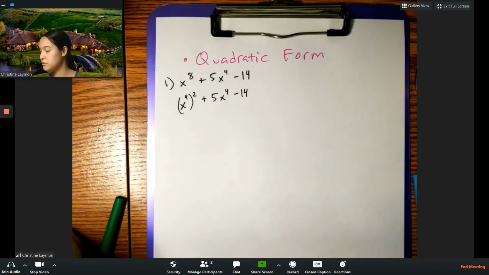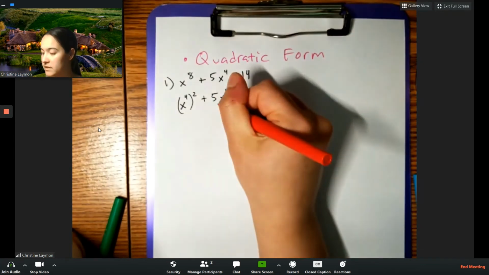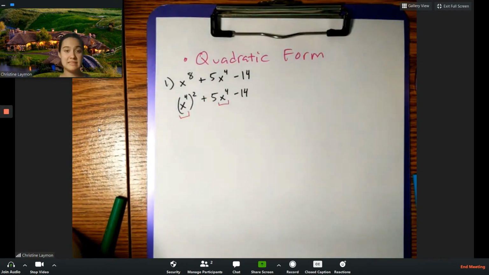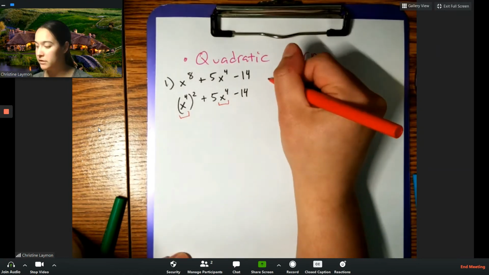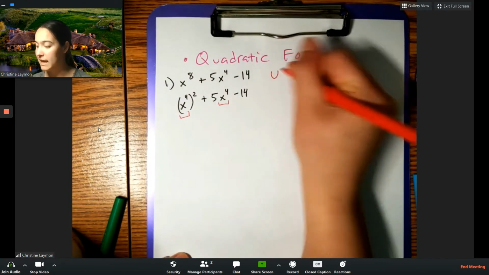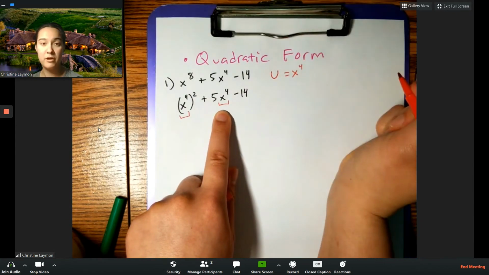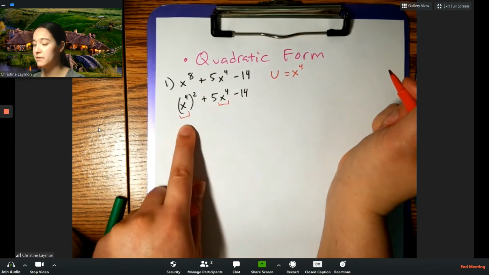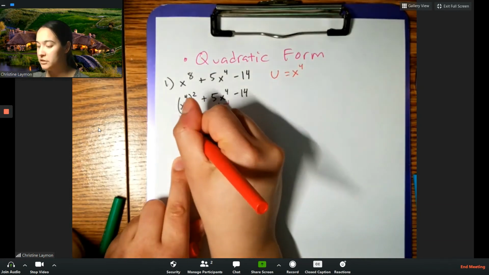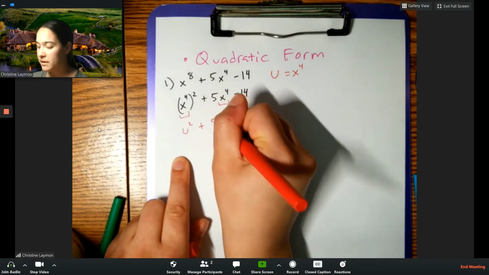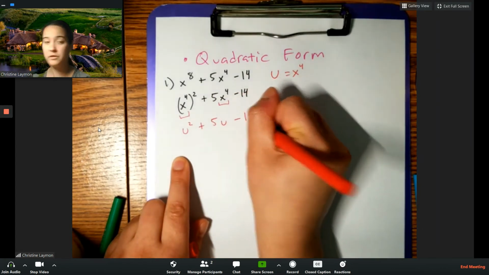So again, what I want you to see here is that this term here is the same as that term right there. I'm going to use something which I'm going to call a U substitution. You can choose to do it this way or not. If you recognize this pattern, you don't have to do the substitution, but it typically makes it a little bit easier to keep track of. I'm going to say, let U equal that middle term, x to the 4. I'm going to substitute this in, so what I really have here is U squared plus 5U minus 14.